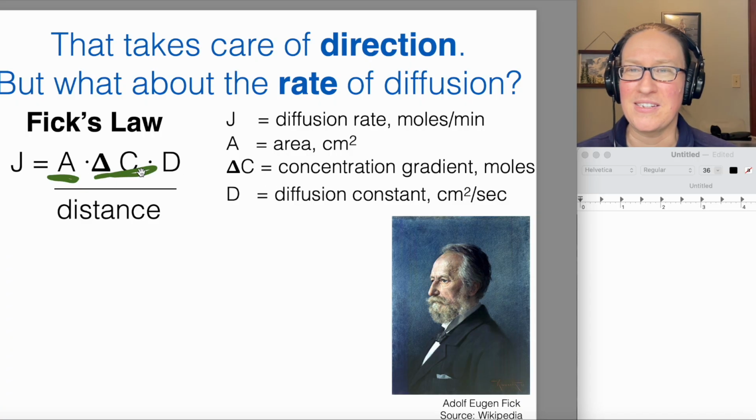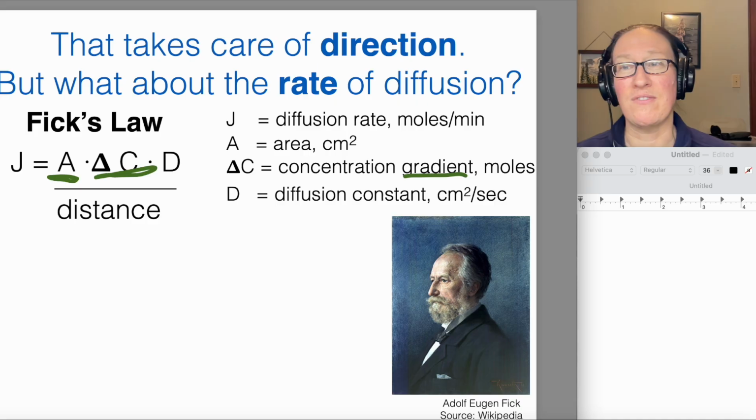However, I'll note that we can replace delta C with delta P. Depending on what substance you're talking about, if it's a dissolved substance, you can use delta C. If you're talking about a gas, you can use delta P. The important component is that it is related to the gradient across which a substance is moving, right? If you have a steeper partial pressure gradient or a steeper concentration gradient, you will see faster diffusion. If you have a small gradient, you will see slower diffusion.